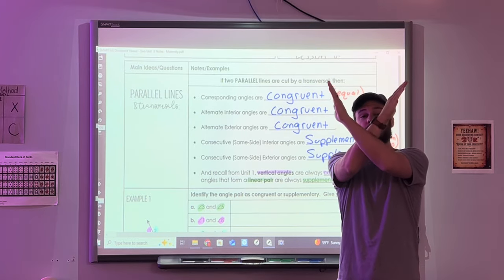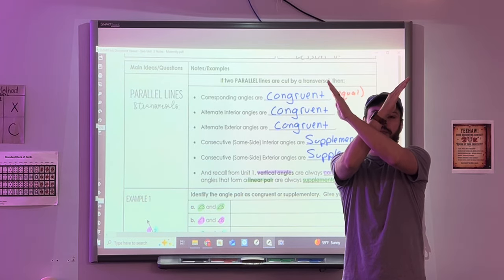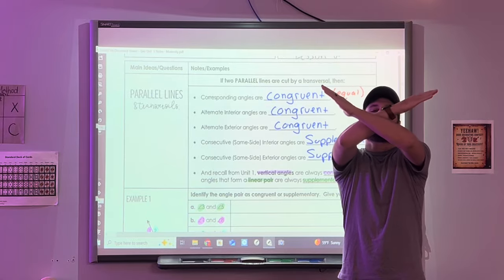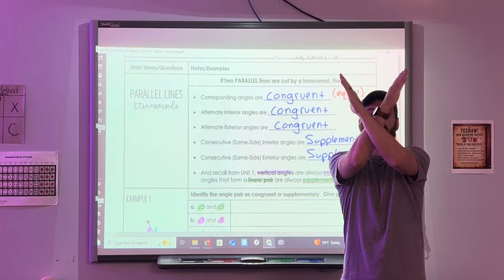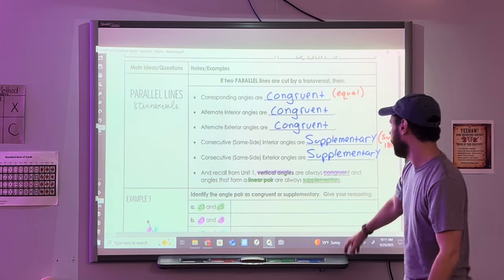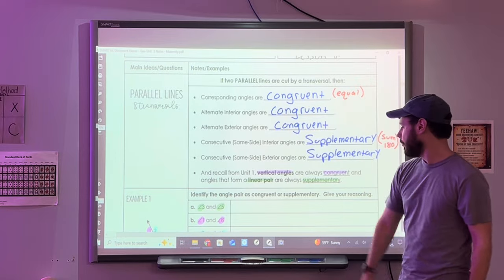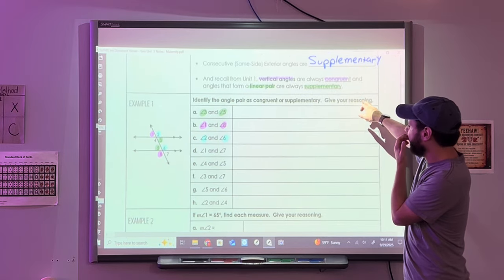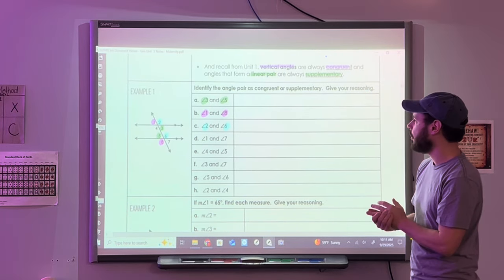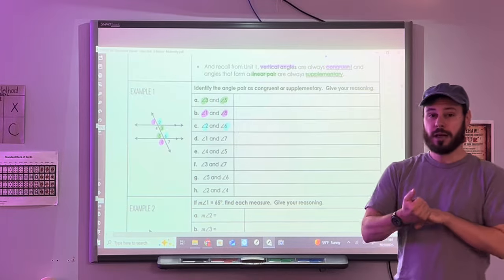Remember, verticals are those cross ones: the left, the right, the top, and the bottom. No matter how I change these angles, the top and the bottom will match each other, the left and the right will match, and the same if I do that. Linear pairs are also supplementary. You should remember that. So now we need to identify the pair as either congruent or supplementary, and then tell why.